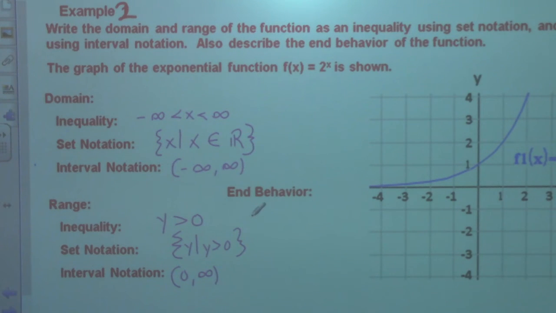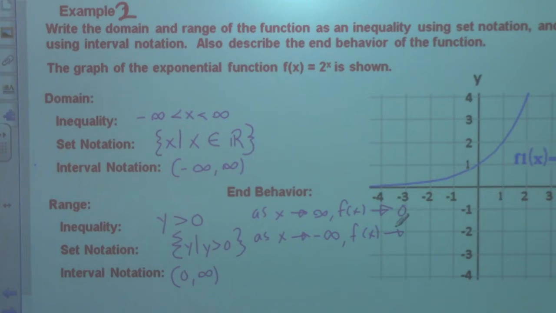Now for end behavior, as x approaches infinity, what does f of x approach? Infinity. Okay, so that's one end behavior. And now we have as x approaches negative infinity, what does f of x approach? 0.